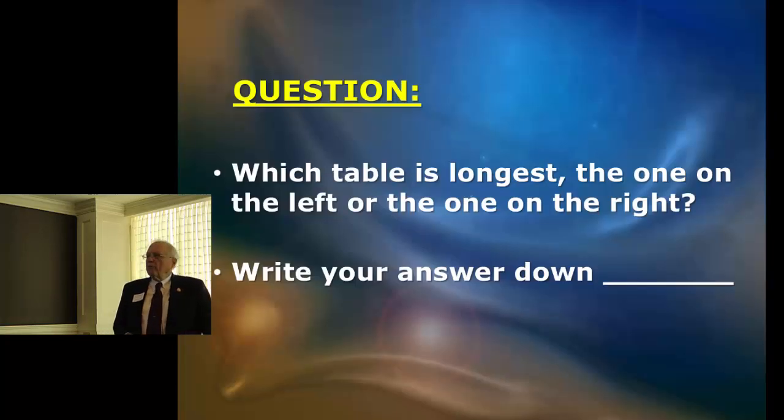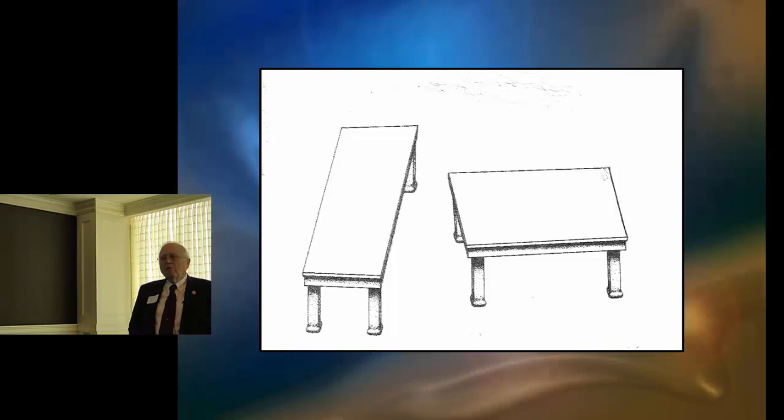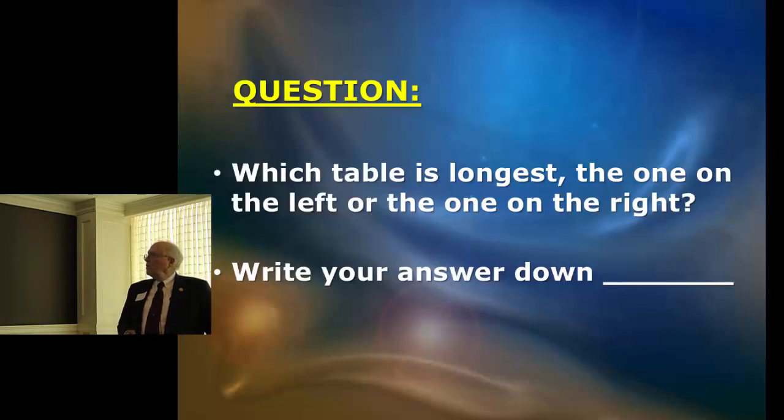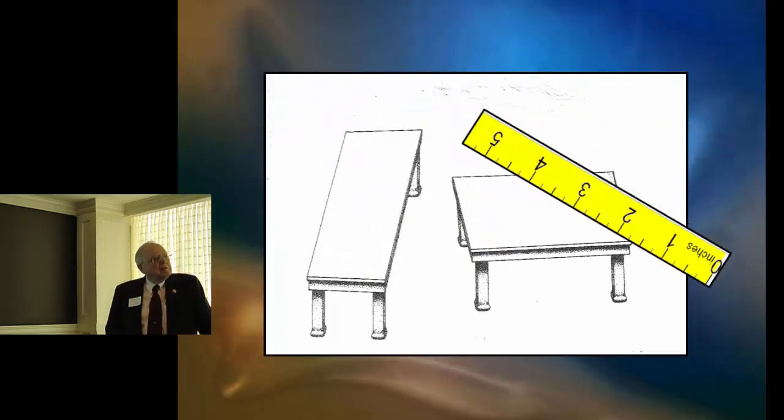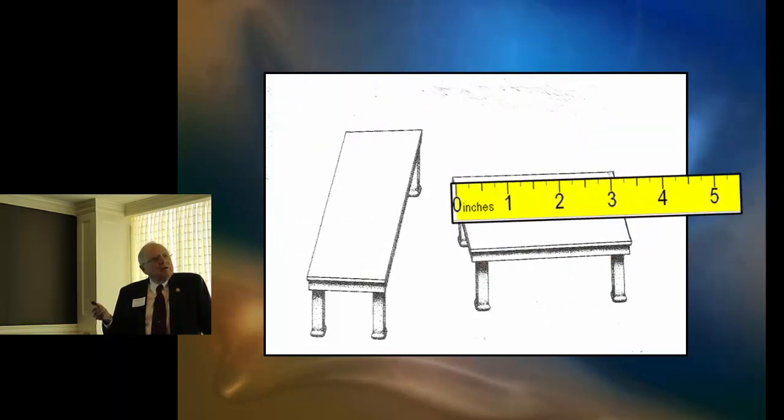Which table's longest, the one on the left or the one on the right? Want to see them again? One on the left, one on the right. Isn't that amazing? It's an example of an illusion which continues even when you have the data to say it's not the way you thought it was.